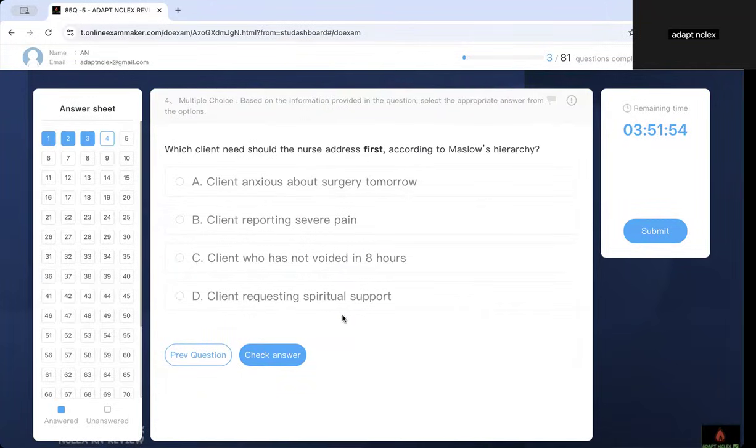We finished with the 3 hard EKG. Now let's move to prioritization. You have to master this concept. Which client need should the nurse address first, according to Maslow?